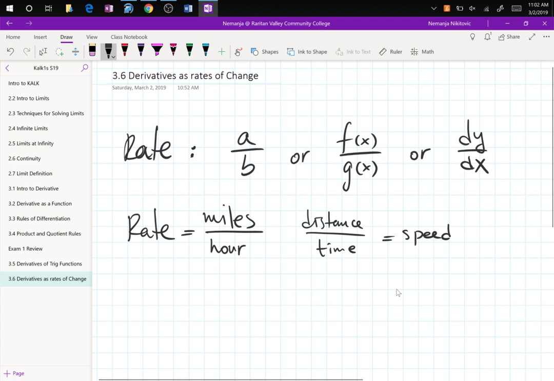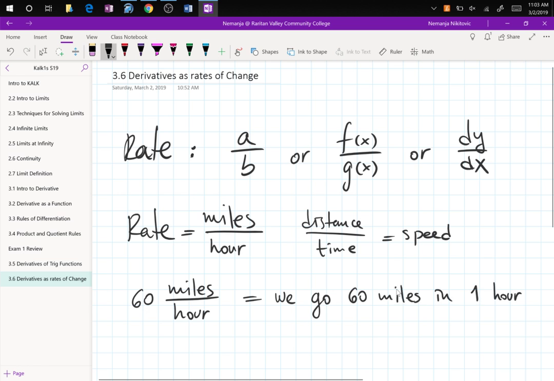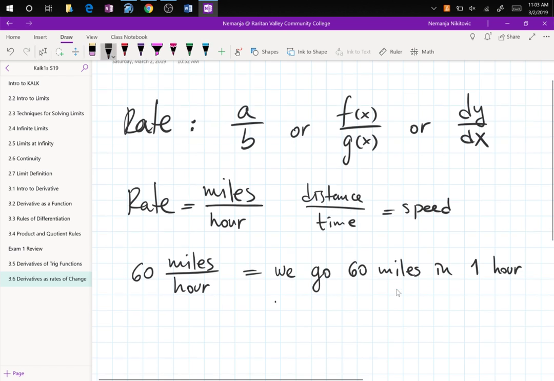Now, when you're talking about miles per hour, if you say you're driving 60 miles per hour, this means we go 60 miles in 1 hour. So we cover 1 mile a minute.